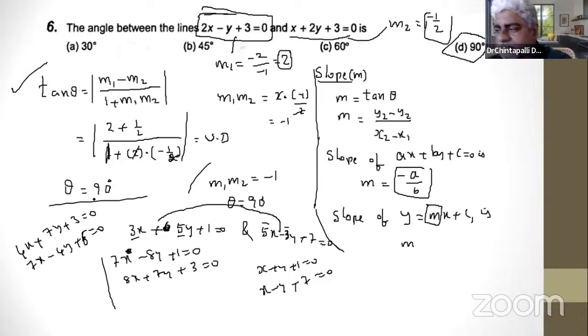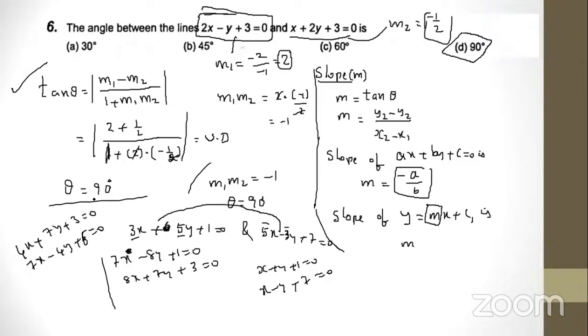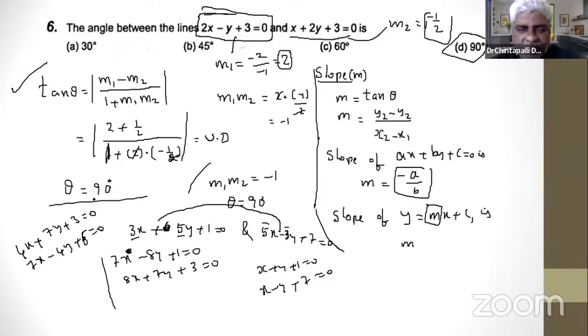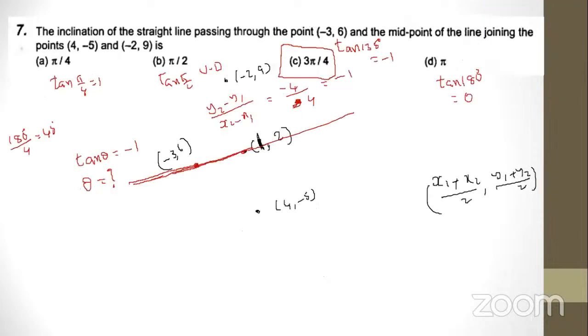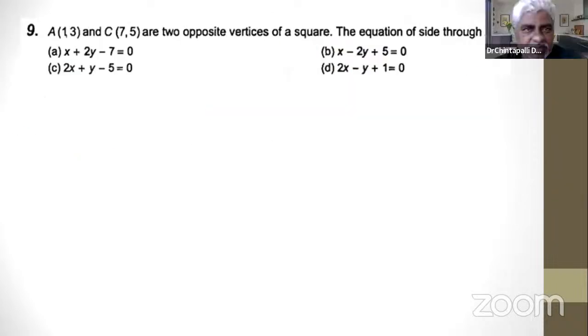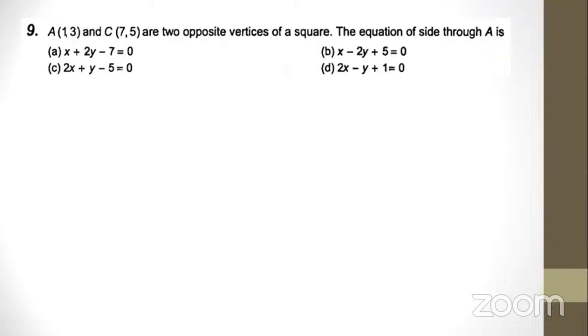Have you got the clarity on the angle between lines, slope, and trigonometric values for various angles which are more than 90 degrees? I request you to try the sums as homework. Take a screenshot and try doing it.